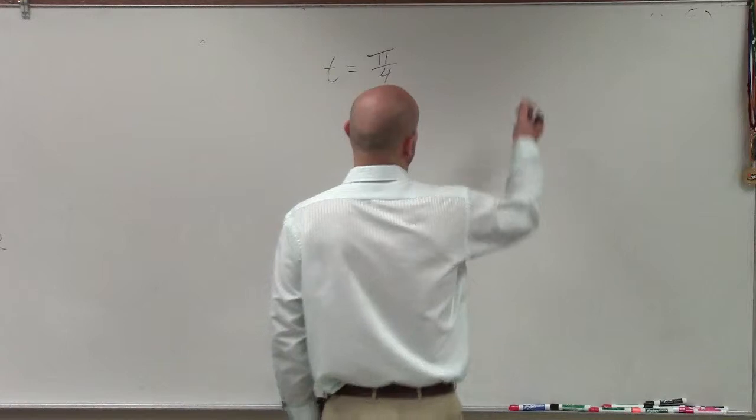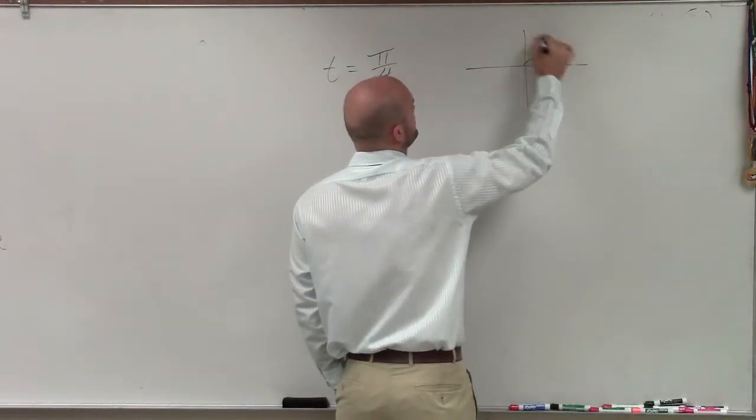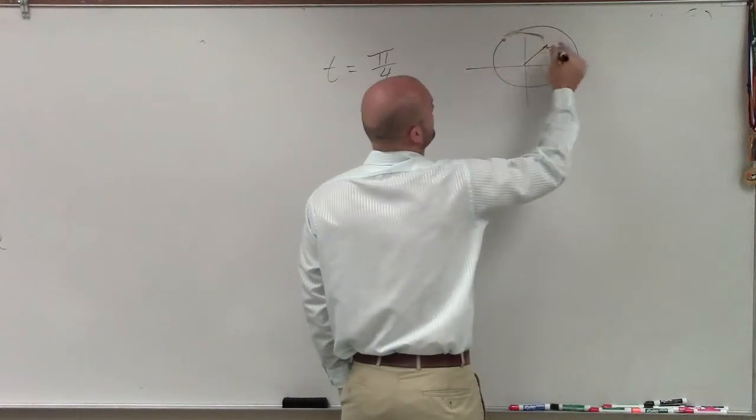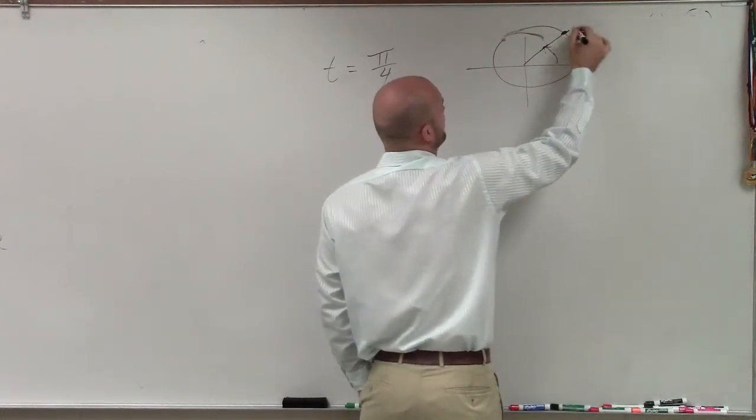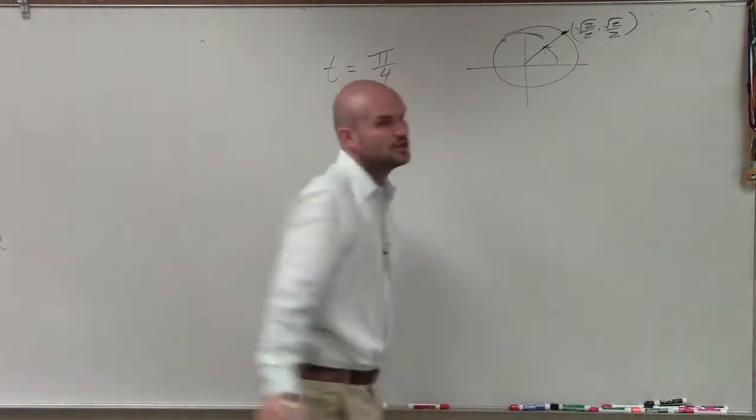And what you had to do then was use the unit circle. You had to determine where that angle was, right? And you said that's the point. It was square root of 2 over 2, comma square root of 2 over 2. And then you could go ahead and evaluate.